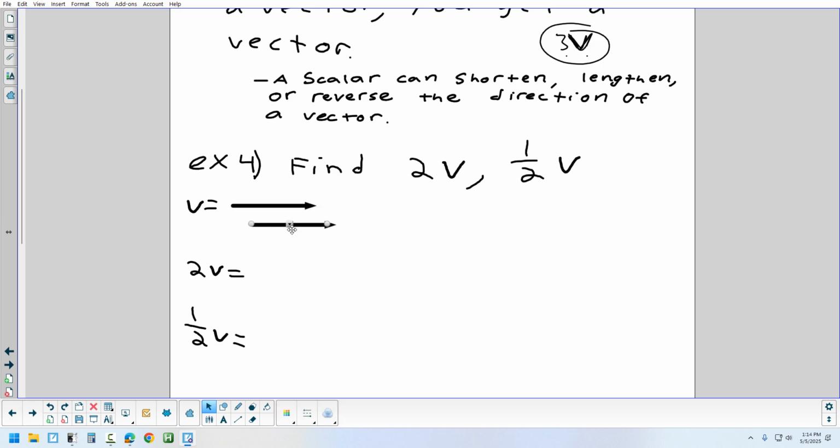Is it going to have us copy them on the test? You might have to draw on the test. Yeah. So you put two together and then actually draw the answer. That's 2v.